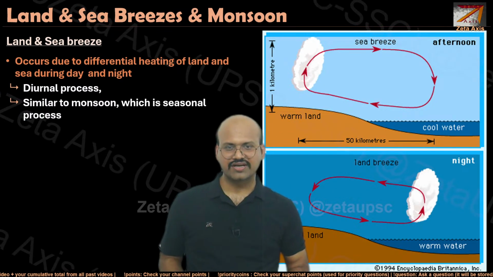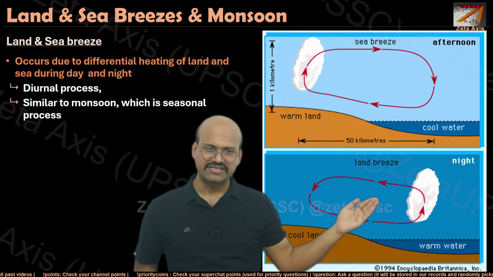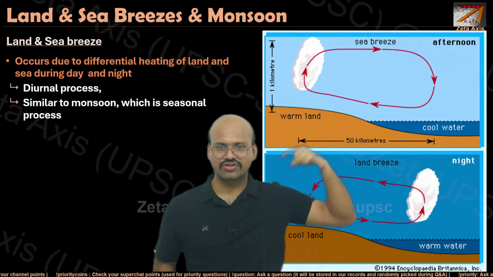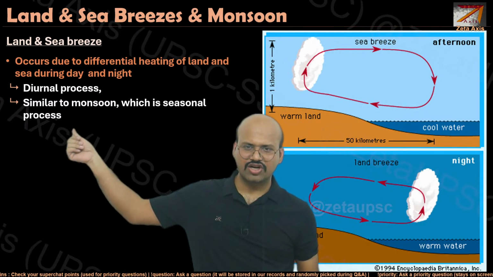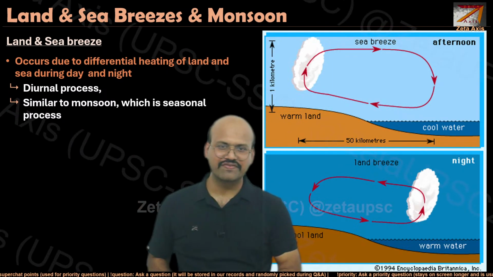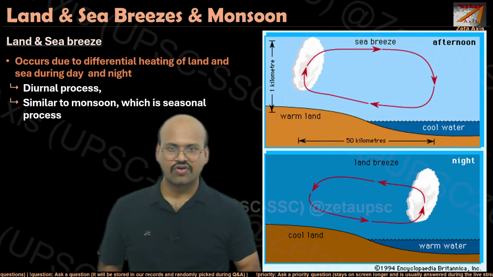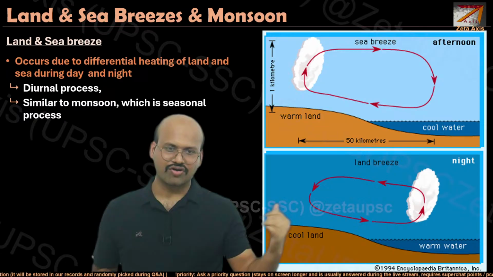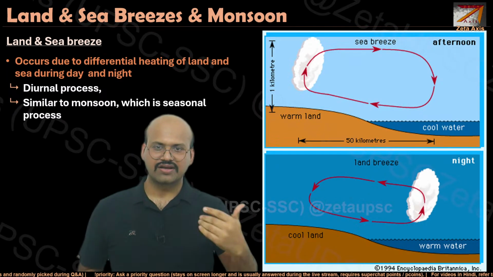During the daytime we have this type of wind, during the night we have this type of wind, then again in the next day we will have this type of wind. So the cycle is diurnal, that is, it occurs every day. It is similar to monsoon, which is a seasonal process. Even in the monsoon, each year there is a change in direction of these winds. It is similar to that, but it occurs every day, while the monsoon occurs after a year.